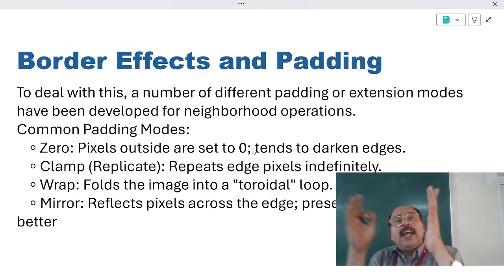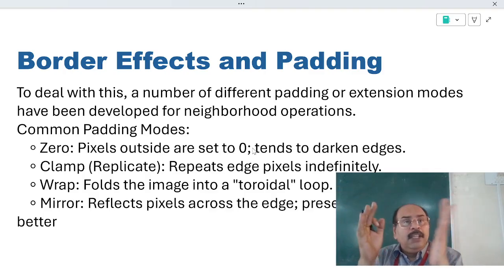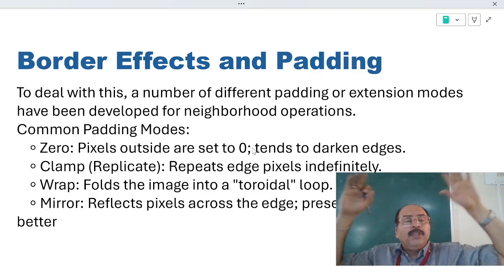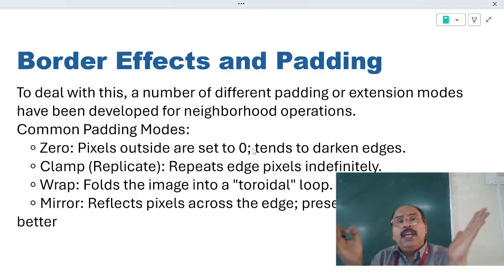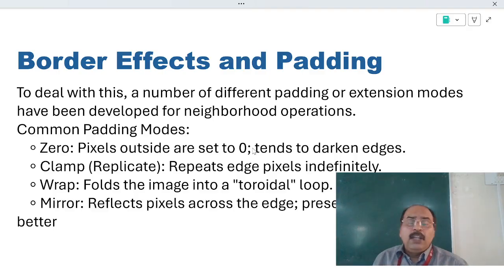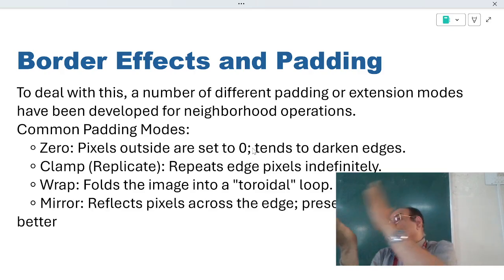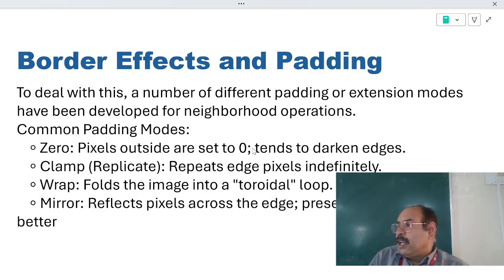Wrap image. You know what is wrapping, right? You are folding the image and making it a loop. Another one is the mirror operation. On the other side, you will get the mirrored image, right? So how to overcome the border problem? First thing is padding and the different types of padding. All these are questions.